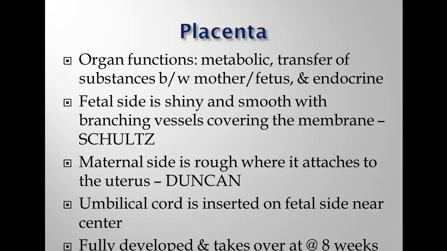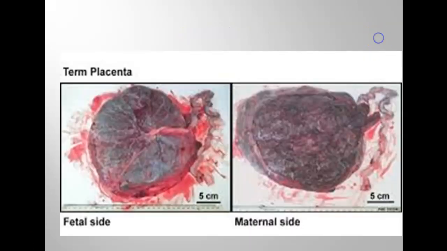So there is a little thing that students will do to try to remember this. They'll say shiny Schultz, dirty Duncan, because they'll describe the different sides of the placenta. The umbilical cord is inserted on the fetal side, near the center, so the Schultz side. And it's fully developed and takes over at about 8 weeks of pregnancy.